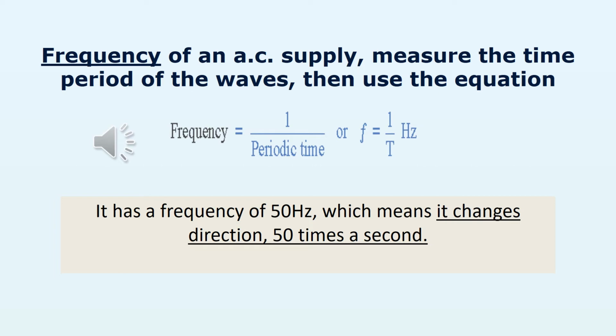Now, if we want to work out what the frequency is, what we need to do is measure the time for a period of a wave. So basically the periodic time, so how long it takes to go up and down. We then do 1 divided by that time, and that will give us the frequency. So I want you to note down in your books the equation for frequency, and then put a note that the frequency in the UK is 50 hertz, meaning it's 50 times per second.